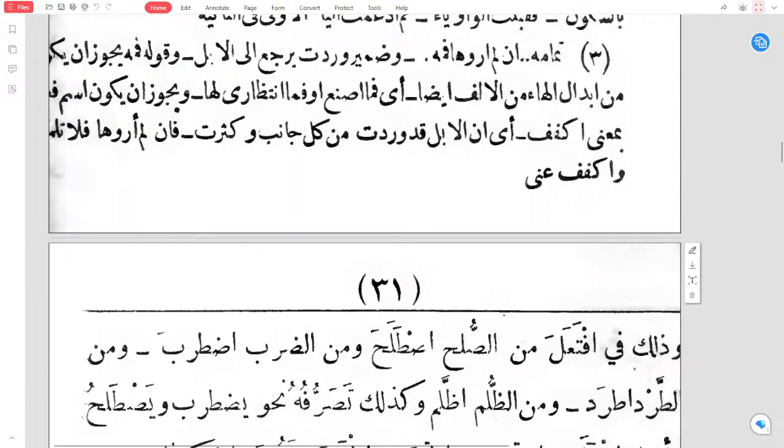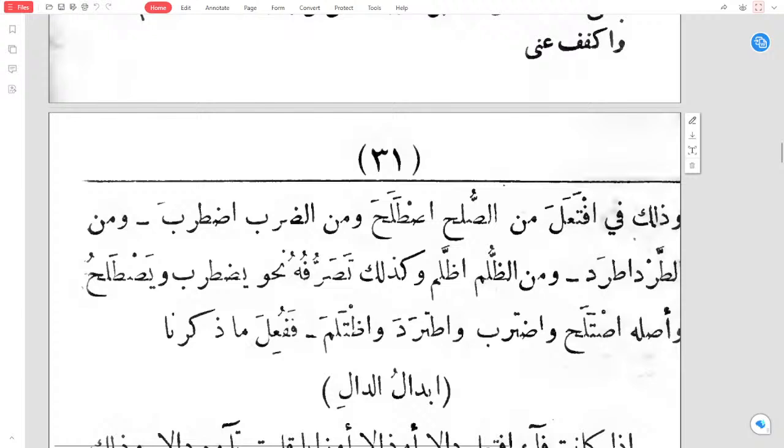And the examples: وذلك في افتعل من الصلح is, the first one is the scale of افتعال when it comes from the root letters of صلح, صاد, لام and حاء. You will say اصطلح, not اصتلح, the ta will be changed into a طاء. You will say اصطلح. ومن الضرب اضطرب, and from ضاد, راء and باء, which means to hit. اصطلح means to reconcile. They agreed on something or reconciled over something.